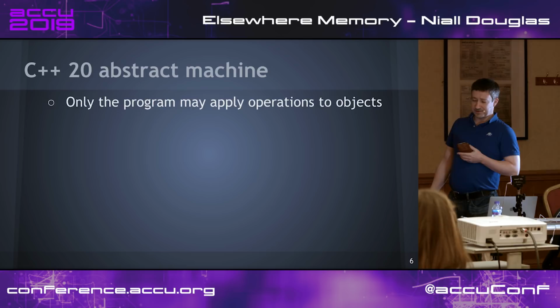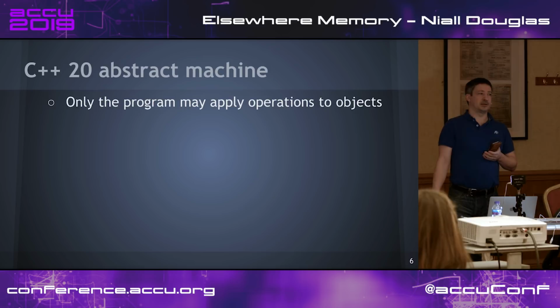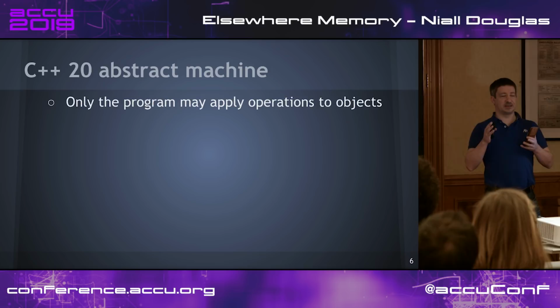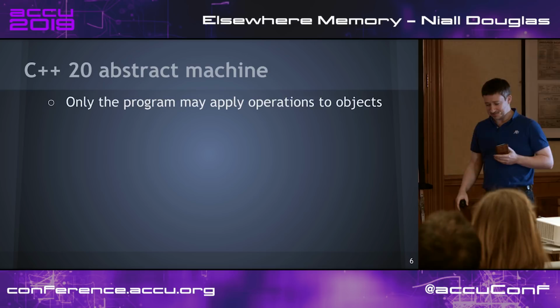Okay, here's another interesting one. Only the program may apply operations to objects. That's the current C or C++ program. It's very interesting. Nowhere else can objects be modified. Only the C++ program that's currently running. And that's not stated so much as it's definitely an implicit built-in assumption of the abstract machine. I see Anthony putting his hand up to tell me I'm wrong.